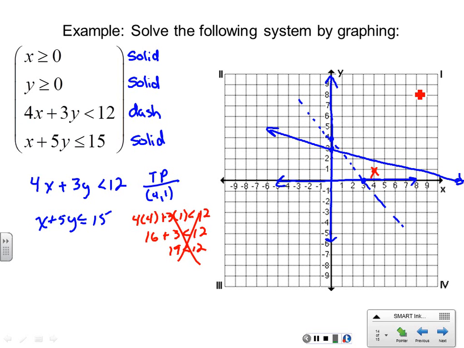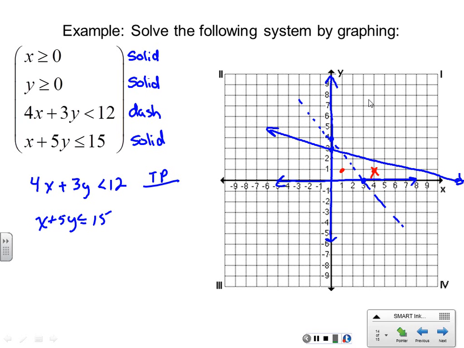Pick another point. 1, 1. Okay, let's try 1, 1. Do you understand that we just wiped out this whole polygon? It's not an option anymore because it was false. When we plugged it in, it came out to be a false statement. Do you understand that? Okay, so let's go here and let's try 1, 1.